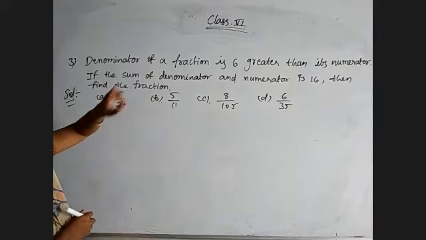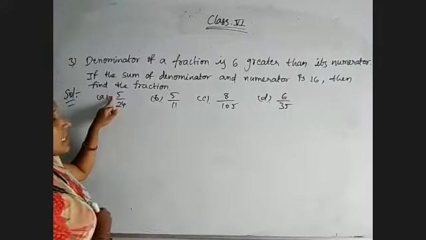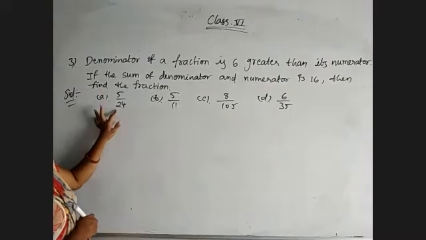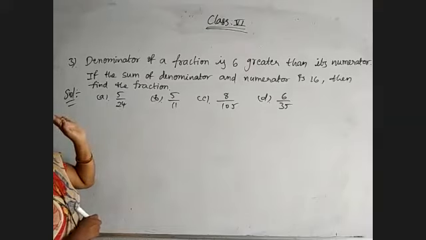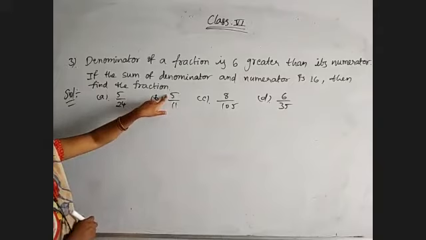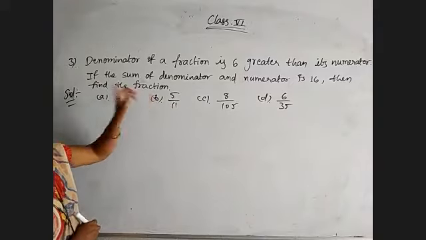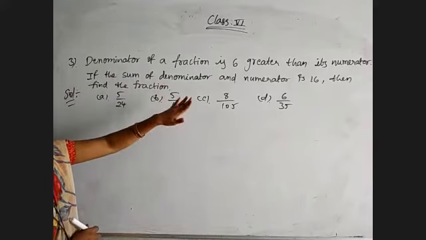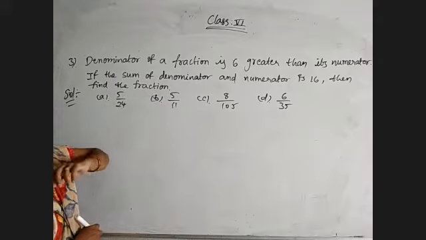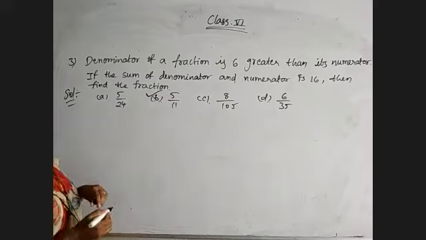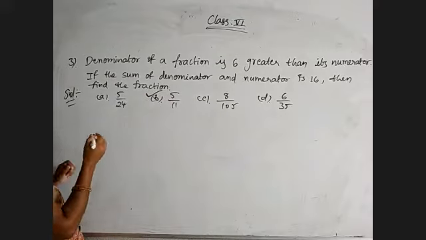First condition is the denominator of the fraction is 6 greater than the numerator. Here the numerator is 5. 5 plus 6, we'll get 11, but 24 is there. So this is not the required fraction. The first condition itself doesn't satisfy. Now observe this one. 5 plus 6 is 11. The numerator is 5, the denominator is 6 more than the numerator. First condition satisfied. And then the sum of the denominator and numerator is 16. 5 plus 11 is 16. That's all. This is the required answer. Now we will see whether we get that by doing the process.